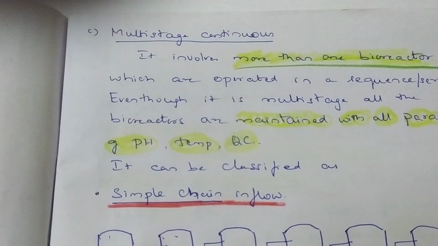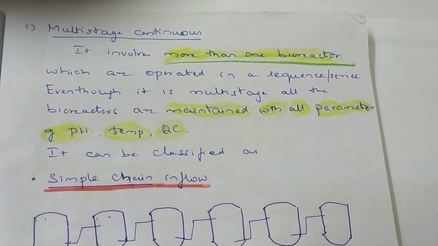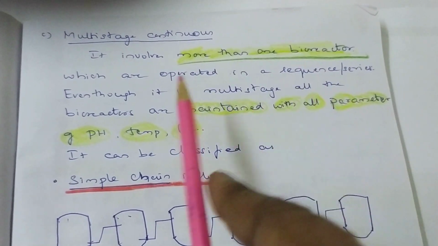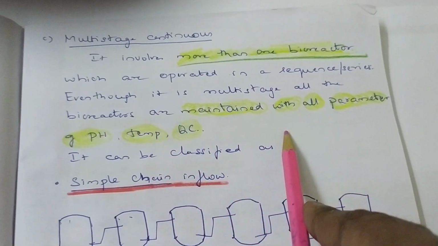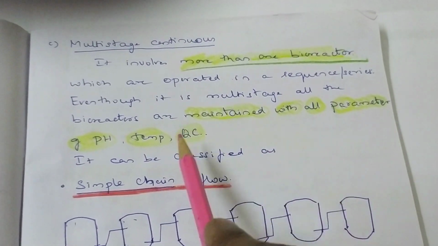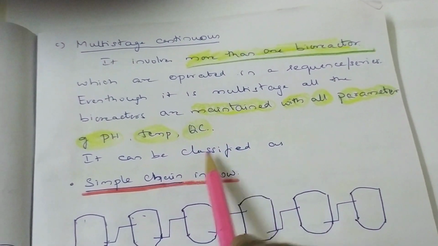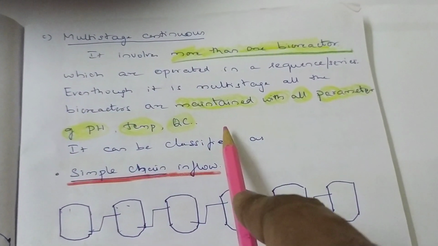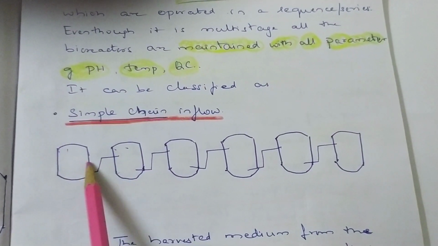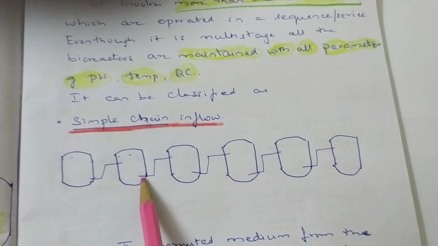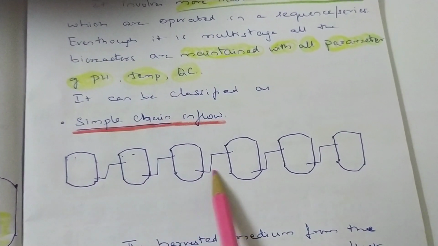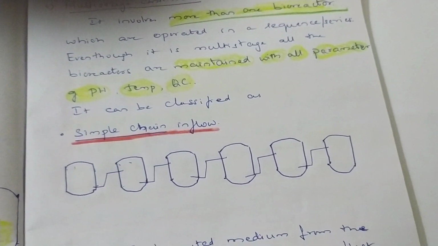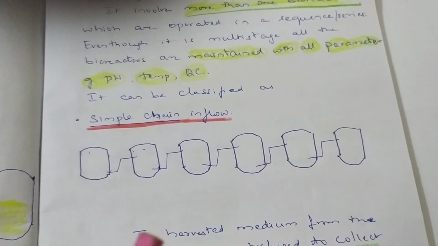This is a multi-stage continuous. Multi-stage continuous means it involves more than one bioreactor, operated in a series. Even though it is multi-stage, all the bioreactors are able to maintain the parameters, very important: pH, temperature, QC, quality control, all those things are maintained. Please remember that multi-stage means more than one bioreactor. Here I've just tried to show you a very simple picture, easy to follow. So it's a cascade of bioreactors. In Japan, they have a cascade of bioreactors where there is no point of time without harvest. Every day harvesting will happen.